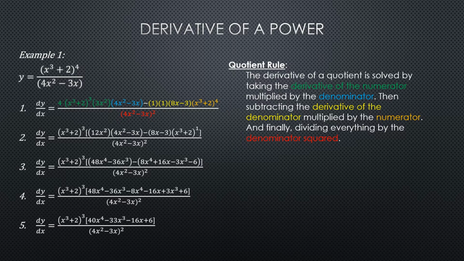And in step one, you can see there's the actual calculus, where the green is the derivative of the numerator. The blue is the physical denominator, and then we're subtracting the derivative of the denominator, which is the yellow, multiplied by the numerator, which is the orange, and then everything is divided by the denominator squared. And now you can follow all the rest of the steps, our algebra. If you need to pause the video and work through the algebra, do that now.